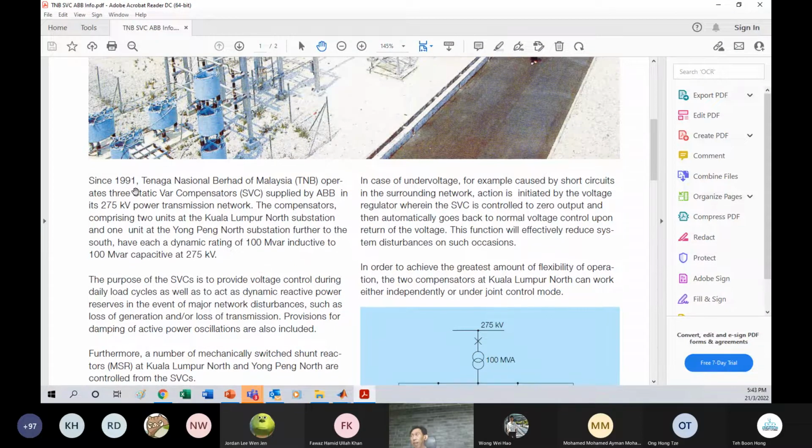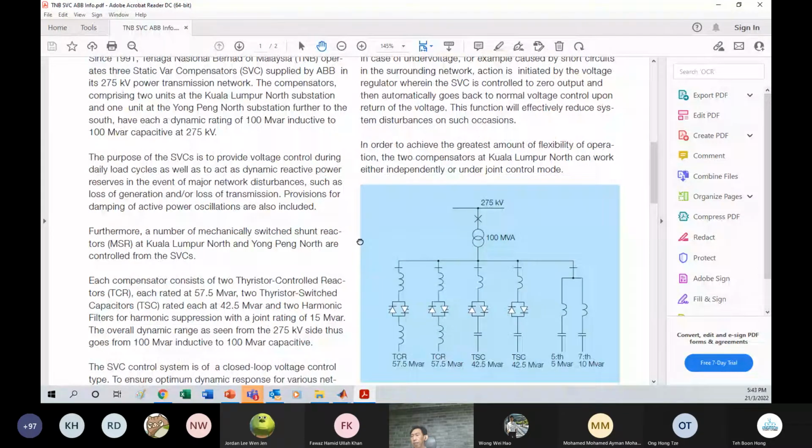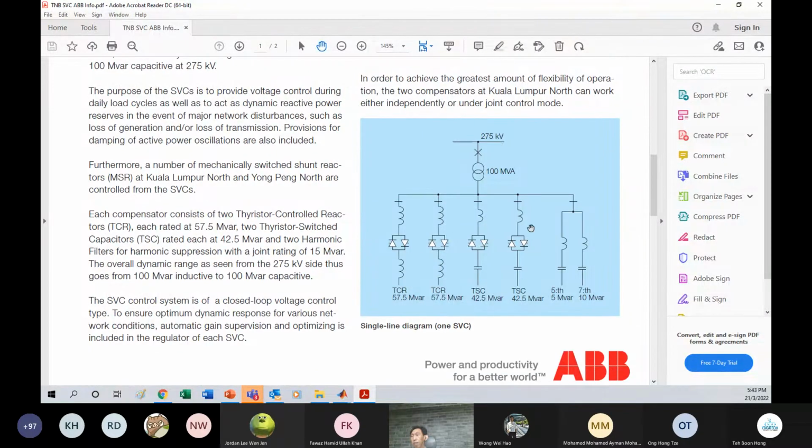Back then in 1991, now we already have this 500 kV. So you look at the schematic, this is how it looks like. They have 275 kV connected to a transformer. This transformer is 100 MVA, and then it's connected to TCR. They got two TCR, so combined together is over 100 a little bit.